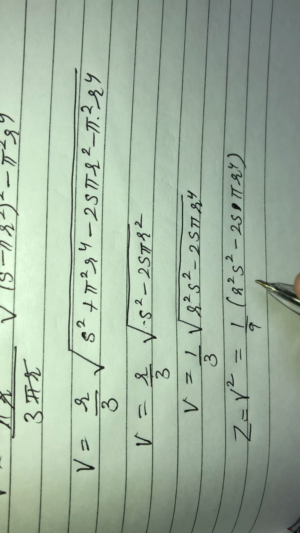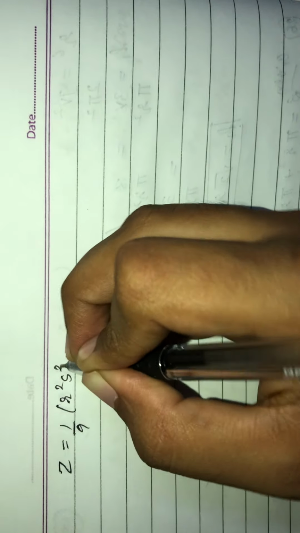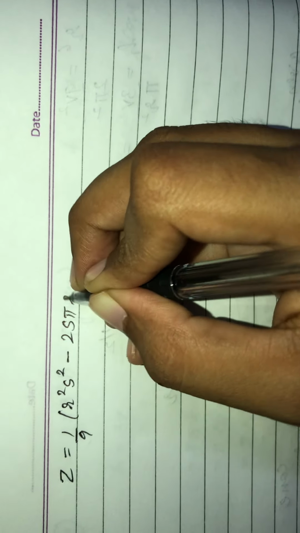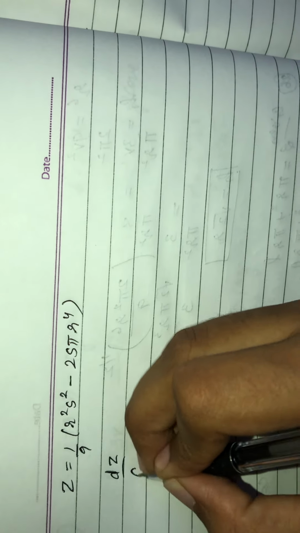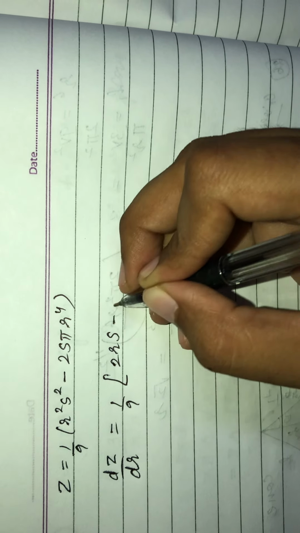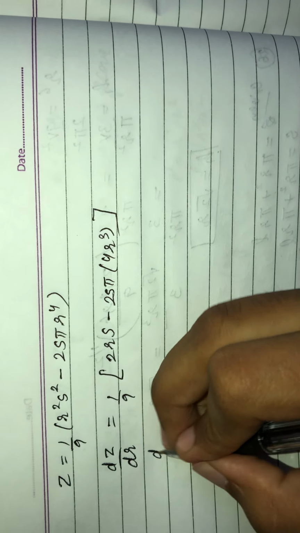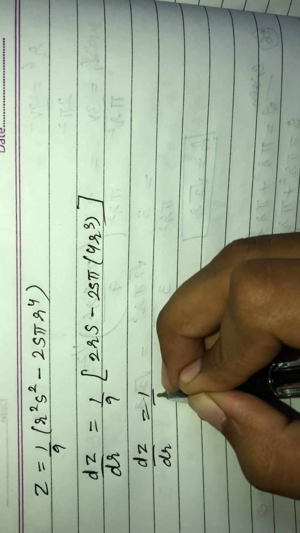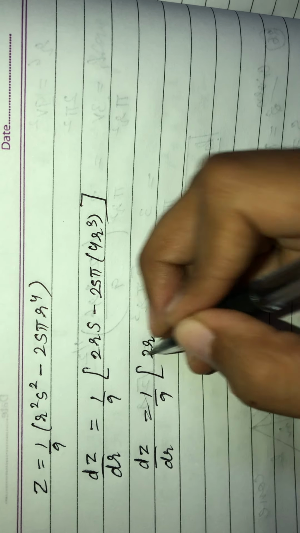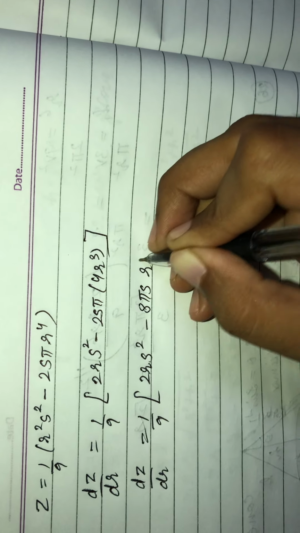Now you will take the derivative dz with respect to r. Now z is given as 1 by 9 r square s square minus 2s pi r^4. Now dz by dr will give you 1 by 9, 2rs square, 2s pi will remain same and this will be 4r cube. So I am getting dz by dr as 1 by 9, 2r s square minus 8 pi s r cube.